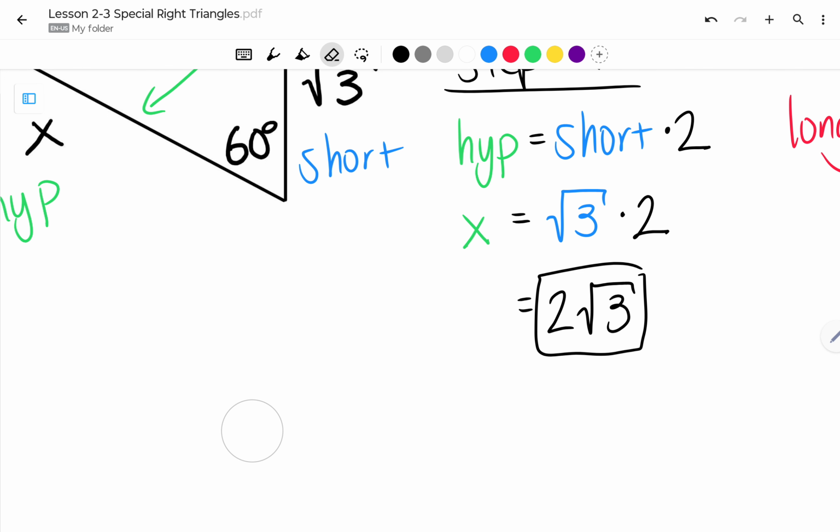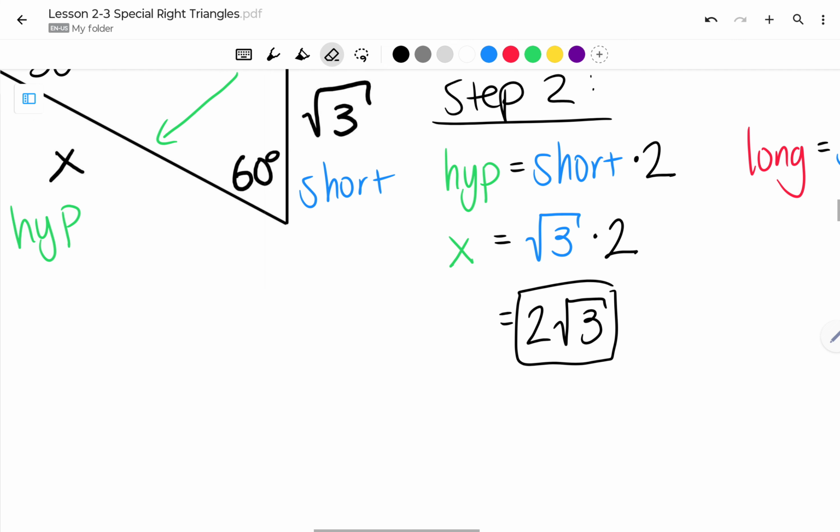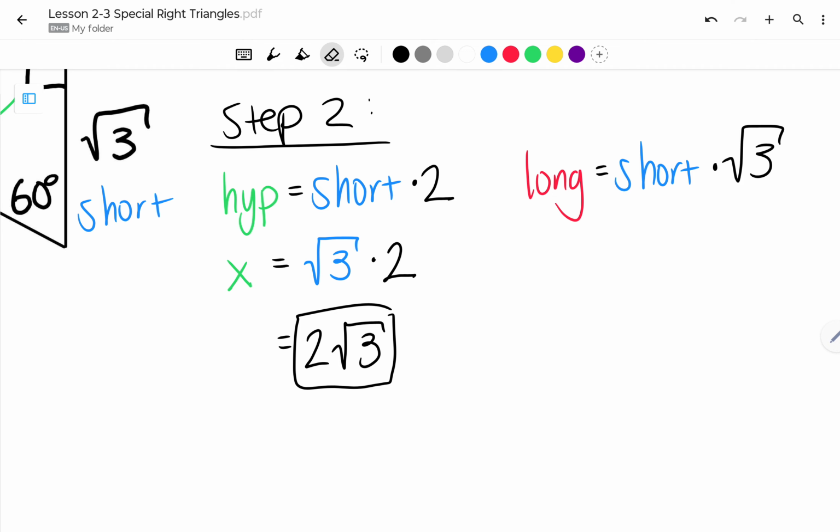Because you're gonna see a lot of problems like this where it's like, oh, 4x squared, 4x cubed, minus 5x squared, plus 2x equals 56 or something. And you're gonna notice all of these numbers are in front of the x. It's just good practice. You'll see why it's important later on. But just keep that habit of bringing that number to the front, okay? So x is 2 square root 3.